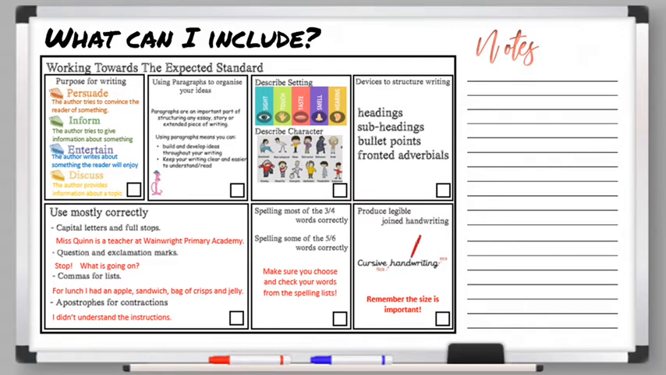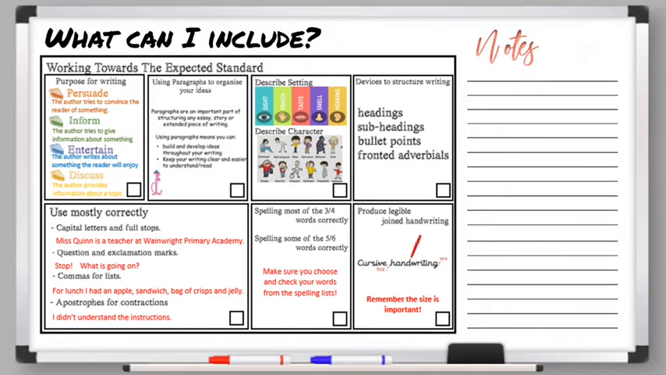Devices to structure the writing. You could use headings and subheadings in this, definitely, but you also don't have to if you would choose just to write it in paragraphs. Bullet points you could use if you're listing things, and definitely fronted adverbials would work in here. Use mostly correct capital letters and full stops, question and exclamation marks, commas for lists and apostrophes for contractions. All of those things can definitely be used in here.